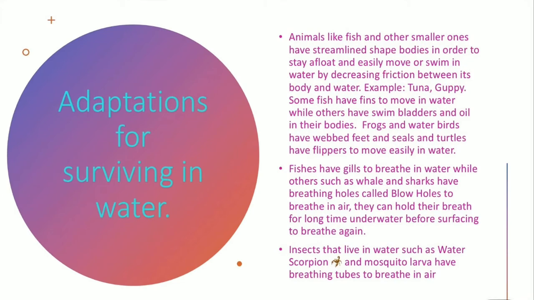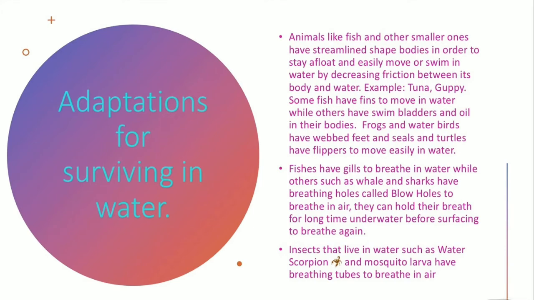Animals like fish and other smaller ones have streamlined shaped bodies in order to stay afloat and easily move or swim in water by decreasing friction between their bodies and water. For example, tuna and guppy. Some fish have fins to move in water, while others have swim bladders and oil in their bodies. Frogs and water birds have webbed feet, and seals and turtles have flippers to move easily in water.